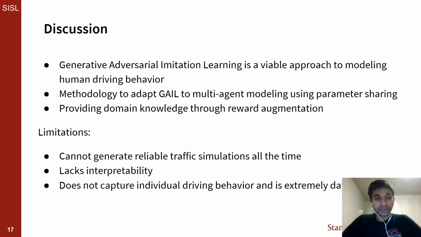However, there are certain limitations to this approach. Firstly, the GAIL-based methods cannot generate reliable traffic simulations all the time because the vehicles still collide and they still drive off the road sometimes. Second, the method lacks interpretability. So whenever we see collisions or other undesirable driving incidents, we can't explain the reasoning because all the driving policies are basically deep neural network based policies. And finally, the method does not capture individual driving behavior and is extremely data hungry.